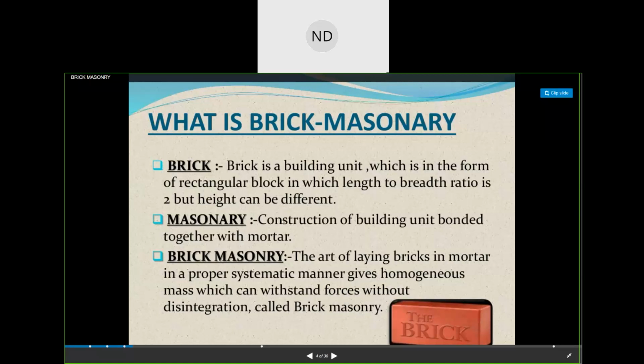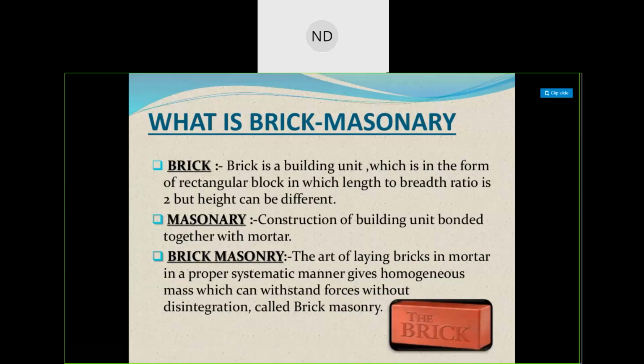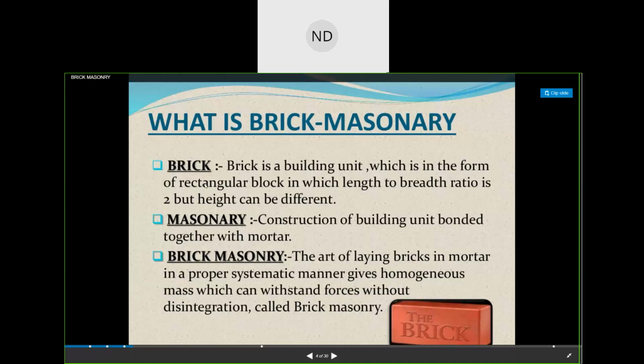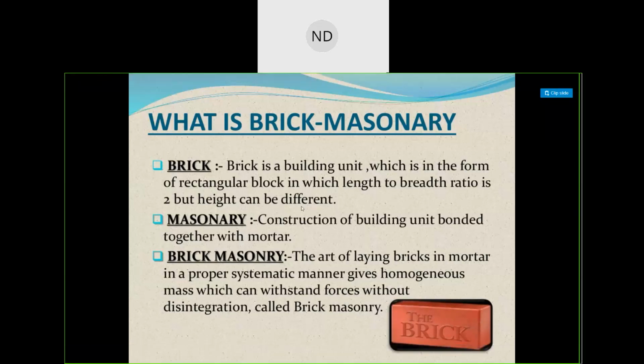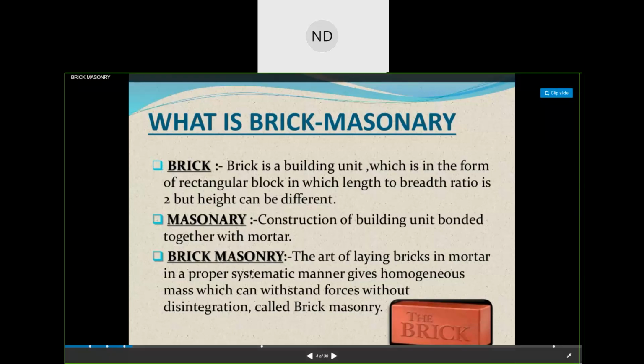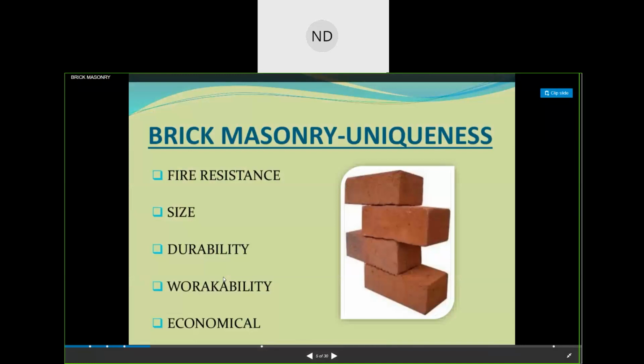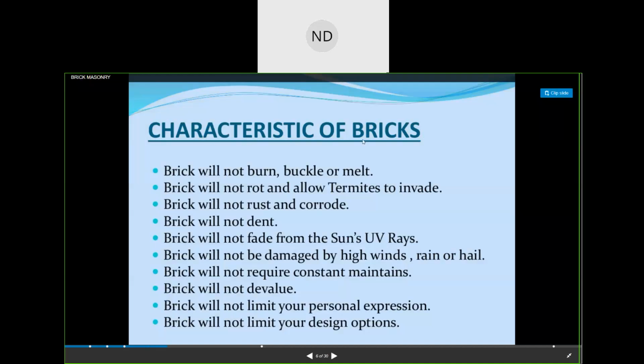Masonry means joining together different materials for construction with the help of mortar. So brick masonry means that when you are joining or bonding two or more bricks together with the help of mortar, it is known as brick masonry. Now, the uniqueness of brick masonry is its fire resistance, its size, durability, workability, and it's economical also. These are some of the characteristics of bricks.